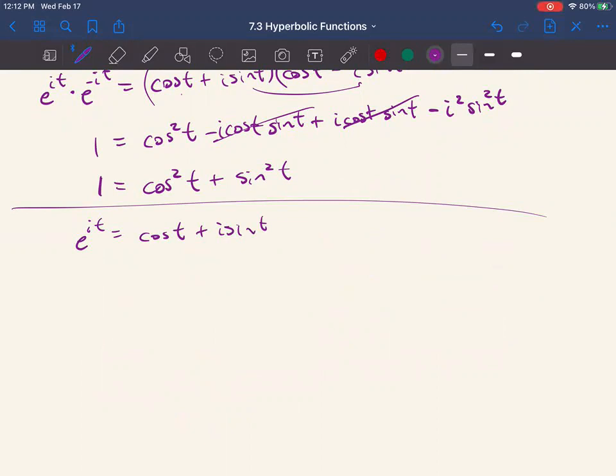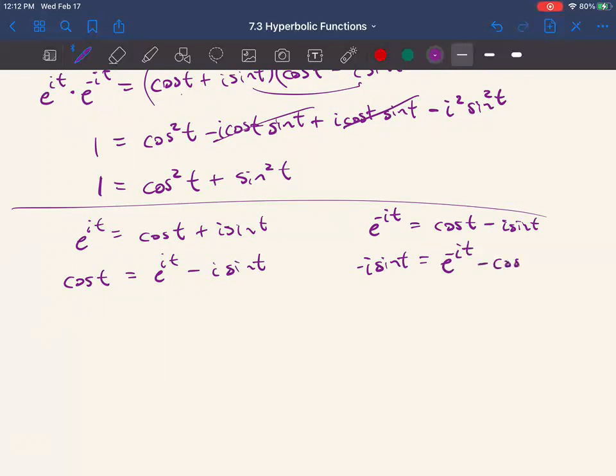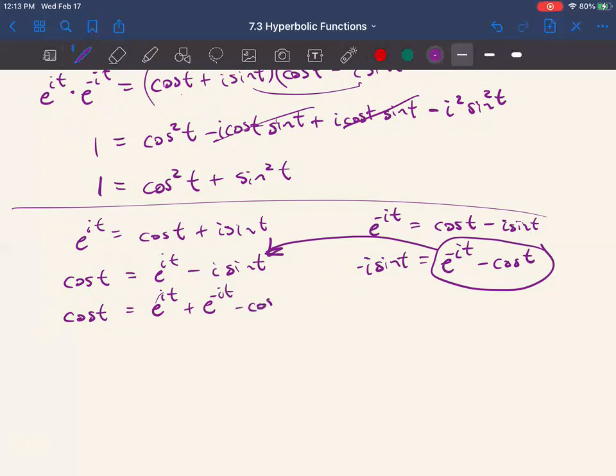And so what I can do is I can say, all right, well, that means cosine t equals e to the i t minus i sine t. From my complex conjugate, when I have e to the negative i t equals cosine t minus i sine t, which means I get here negative i sine t equals e to the negative i t minus cosine of t, right? And so I can take this right here and substitute it in right there, and I get cosine of t equals e to the i t, and then minus sine of t, so it'll become just plus e to the negative i t, and then minus cosine of t like that.